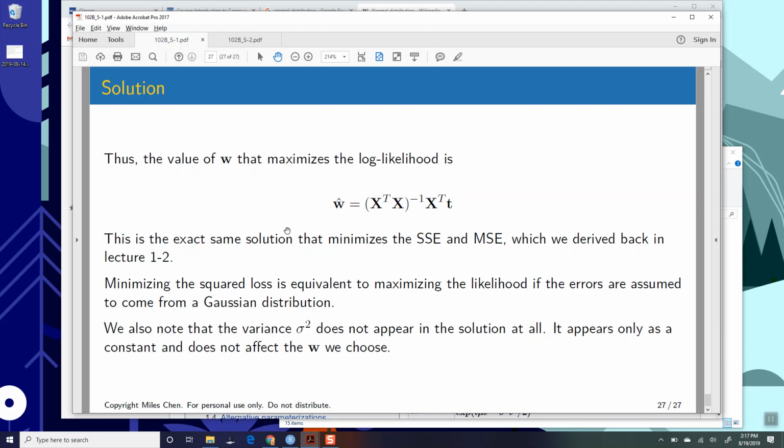Okay, and so therefore, the solution that minimizes the sum of squared error, or mean squared error, is equal to the values of w that maximize the log likelihood, or the likelihood function. Okay, and it's interesting to note that sigma squared, the size of the variance, as long as we assume it to be a constant, doesn't really affect our answer.